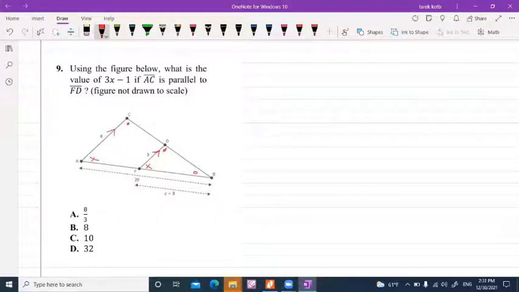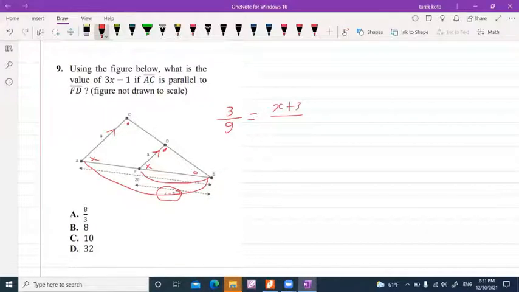What's the meaning of proportional? It means the ratio between this and this, 3 over 9, is equal to the ratio of this over this. This is x plus 3, so put x plus 3 over the total, which is 20. Now you can cross multiply to get the value of x, because here he asks for the value of 3x minus 1. First get the value of x and then multiply by 3 and subtract 1.